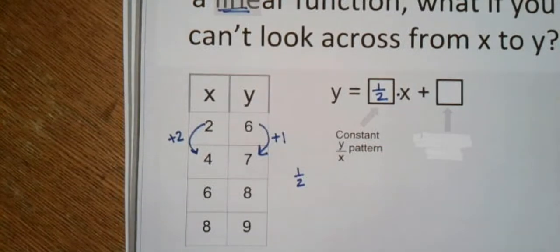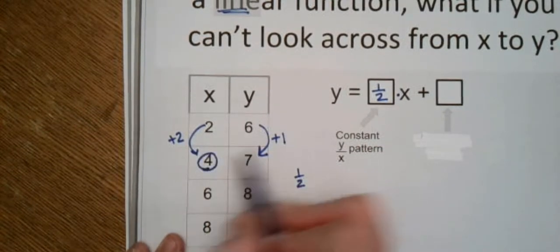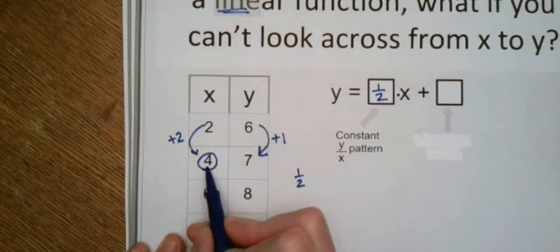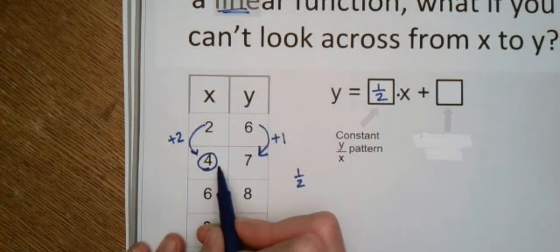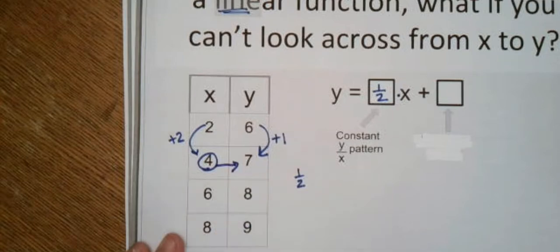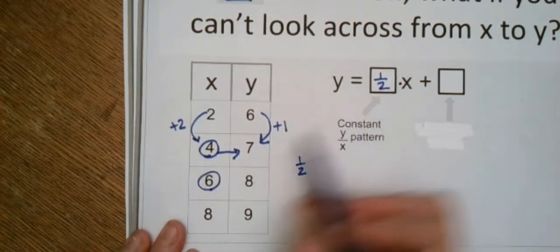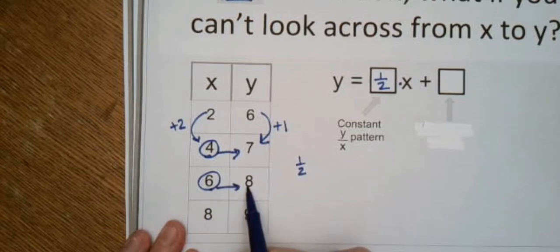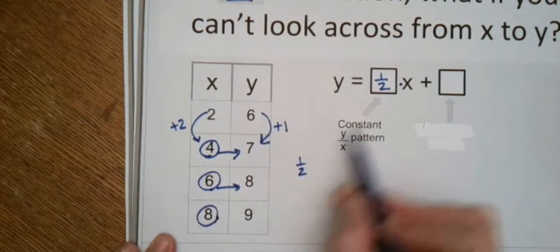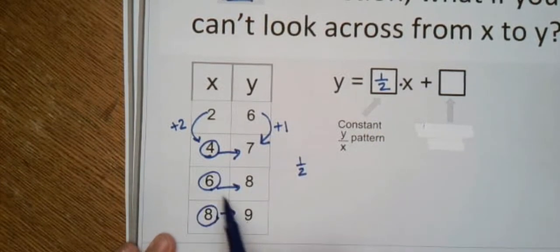But of course, you're not done yet, because if I take this 4, this x value, and multiply it by half, that's only 2. What do I then need to add to get 7? Try it with a 6. If I multiply it by half, that's 3. What do I then need to add to get 8? If I take 8 and multiply it by half, that's 4. What do I then need to add?